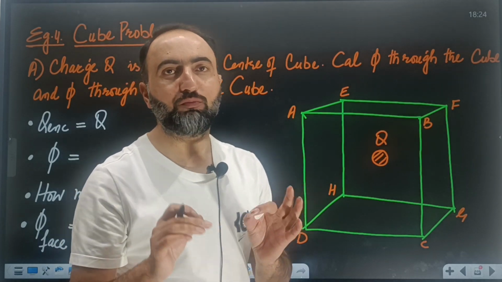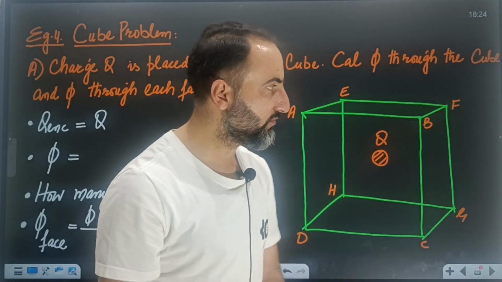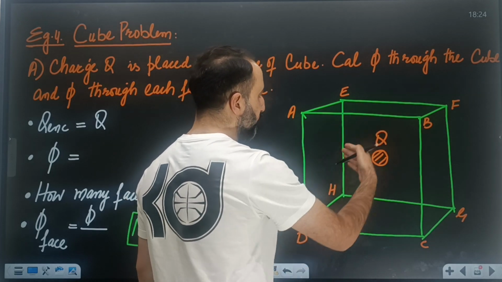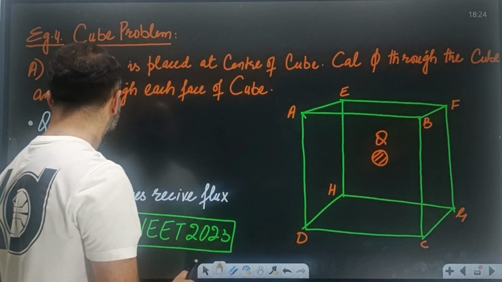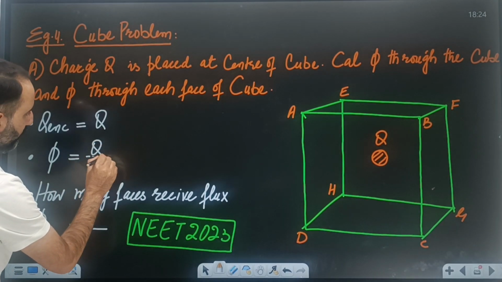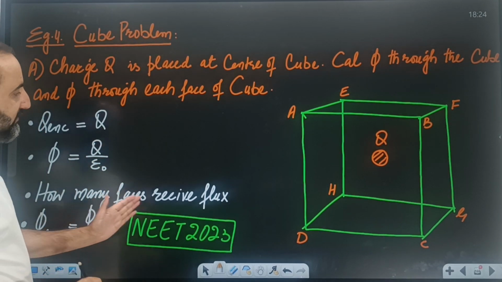Now you tell me how many faces a cube has. It has 6 faces. This is 1, opposite 2, this is 3, this one is 4, 5 and 6 faces. So how many faces are there? 6 faces. ठीक है ना बेटा? So flux through the entire cube will be equal to Q divided by epsilon naught.